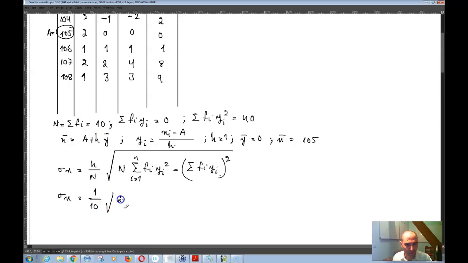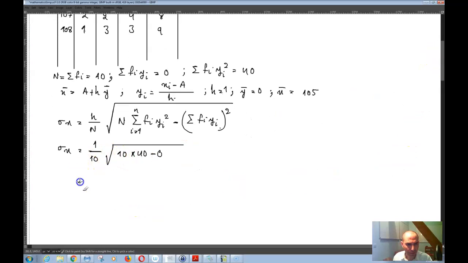The square root of 10 times sigma f of I y of I squared is equal to 40 minus, and this was 0. So that's basically 400, the square root of 400. That's 1/10, the square root of 400.